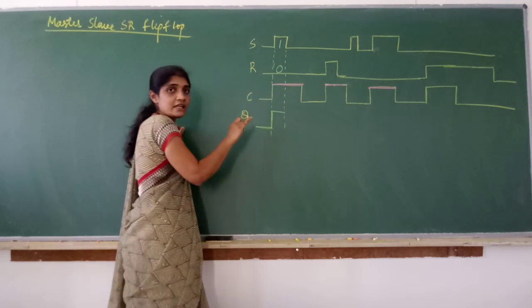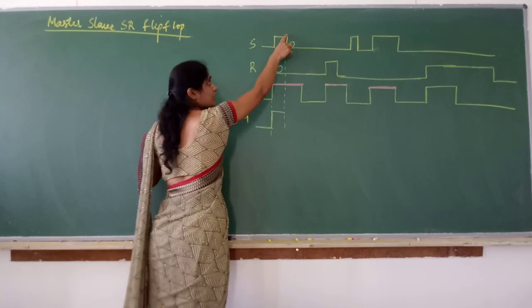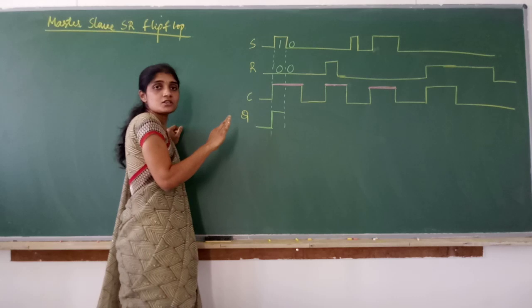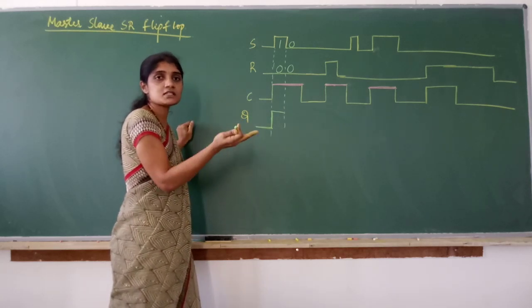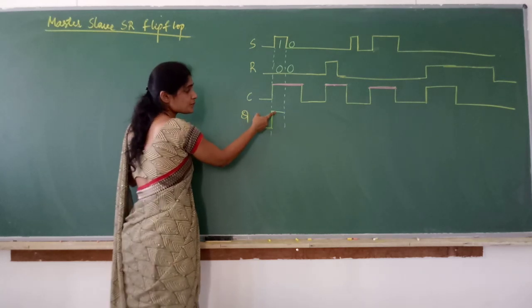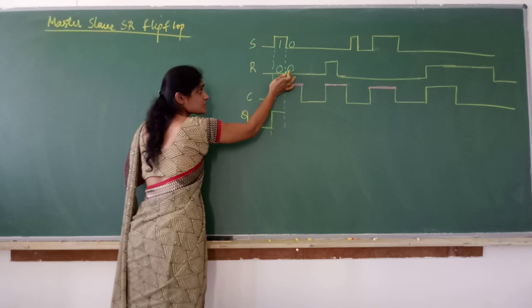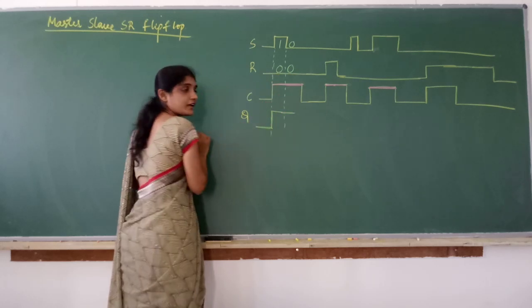Still the clock is high. S has become 0 here. Clock is still high, but S has become 0, and R is 0 only. So 0, 0, what is the output? For 0, 0 in an SR flip-flop, the next state is the same as the previous state. What is the previous state here? 1. So as soon as S becomes 0 and R becomes 0, the next state is the same as the previous state. Again it is 1.